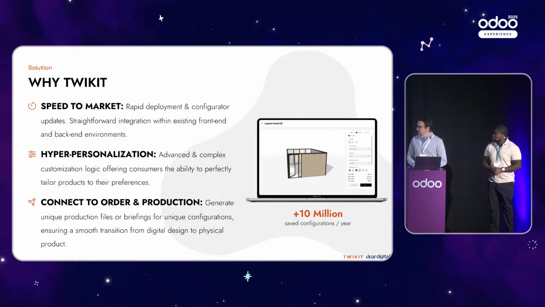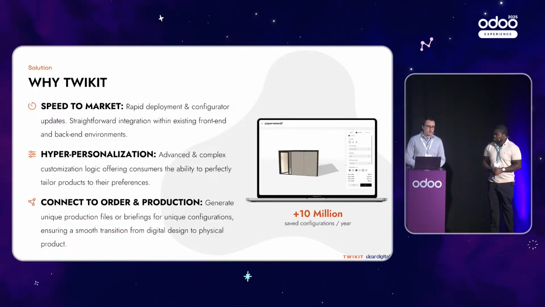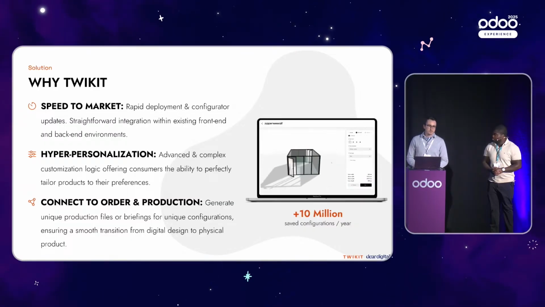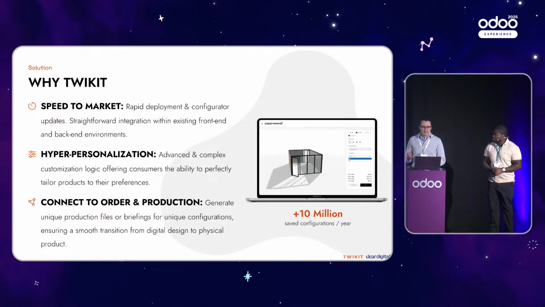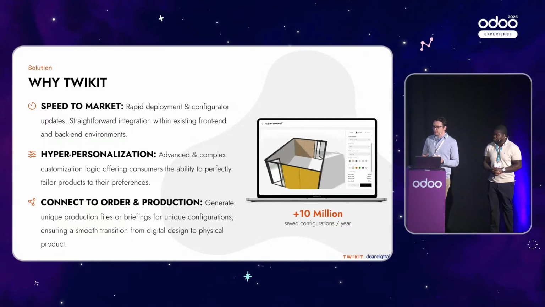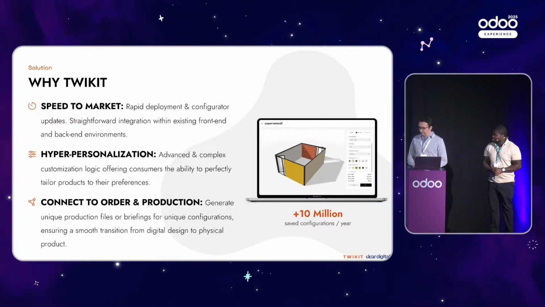And last, we also connect our software engine to order and production. That means that for every unique configuration created or ordered, we can automatically generate production files. So think of CNC milling files, laser cutting files, engraving files, 3D printing files, digital printing files, and much more.